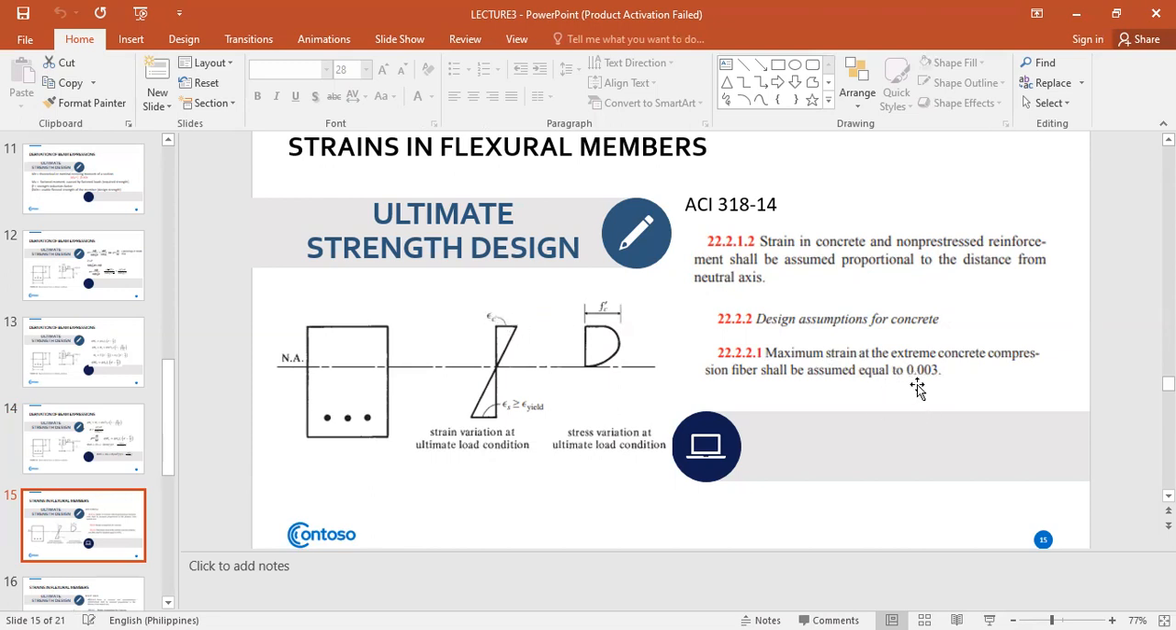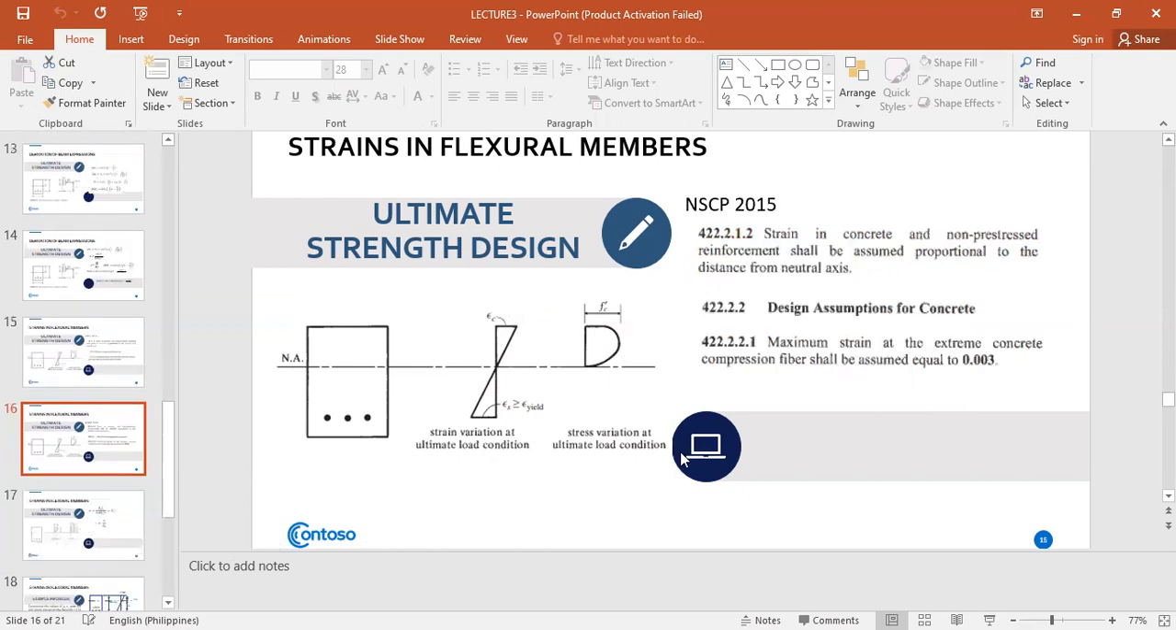The maximum would be 0.003. So according to NSCP, same lang gihapon sila og definition since we got the NSCP 2015 from those codes such as the ACI code. So same, since this is unitless, same gihapon ang ato ang maximum strain sa atong concrete compression, which is equivalent to 0.003. Okay?